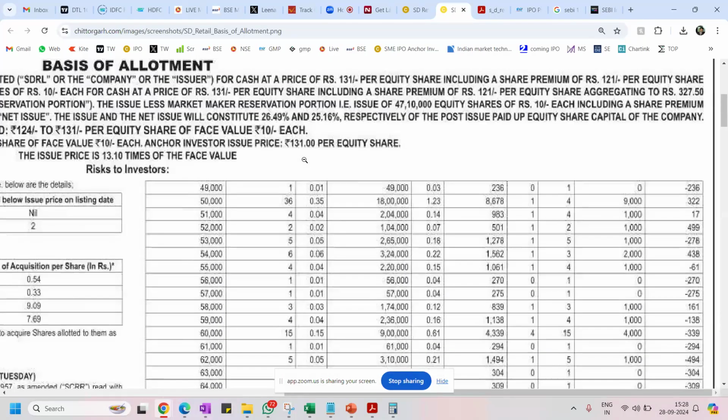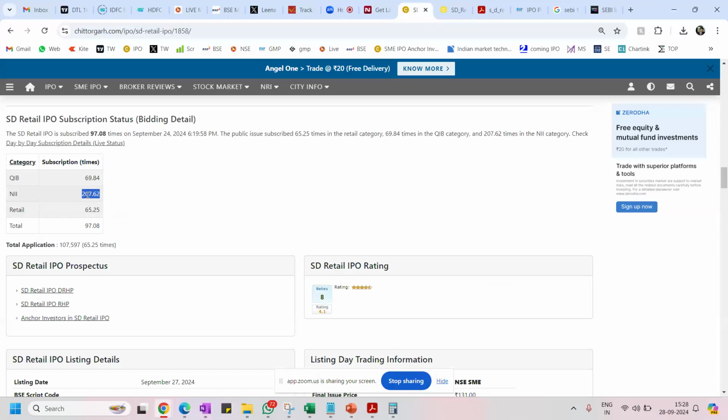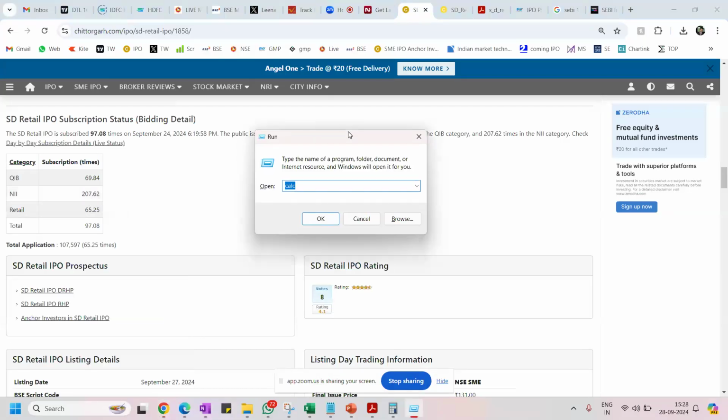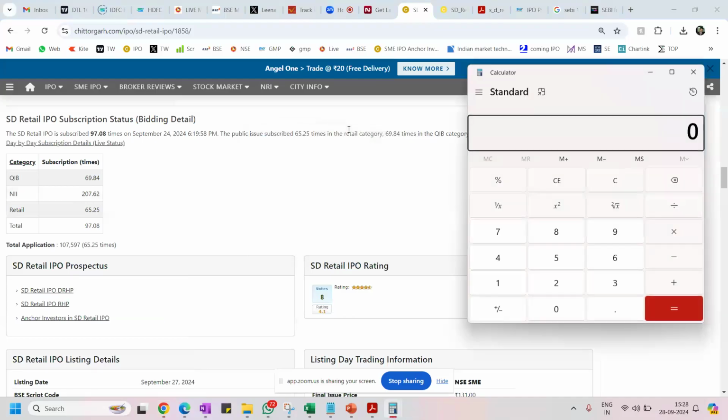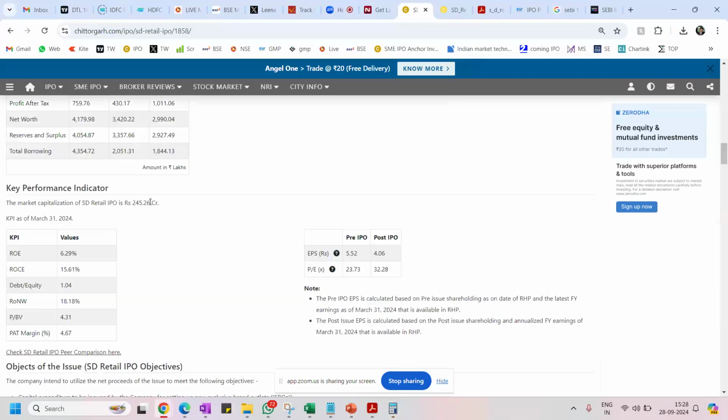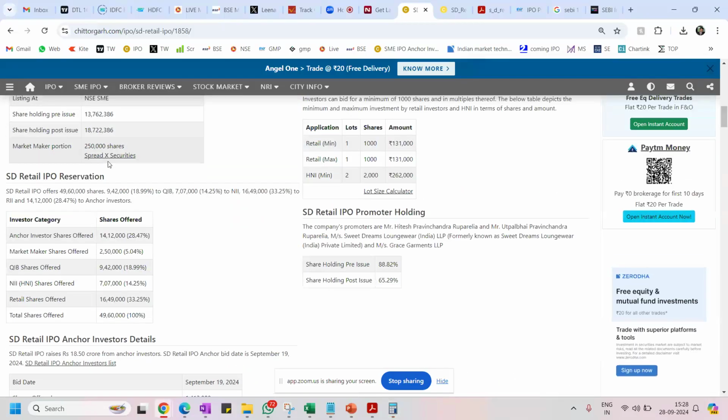Exactly. See, the problem is that if you have this kind of money... let's understand how much money is needed for one confirmed lot. So 207, that is the subscription, into one lot of 1,000.